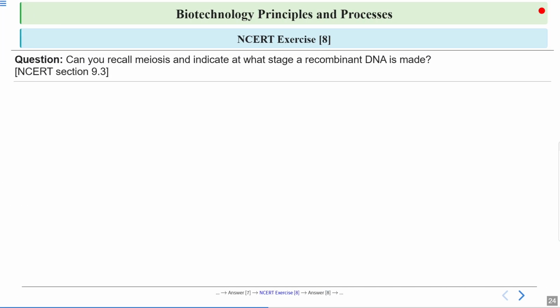Next question. Can you recall meiosis and indicate at what stage a recombinant DNA is made? Now they are asking about recombination. In the case of meiosis, a recombination process goes on. So at what stage is this recombinant DNA made? A very important question. This question is related to the cell division chapter also, right? So this question is coming from the NCERT section 9.3. Let us see the answer of this question.